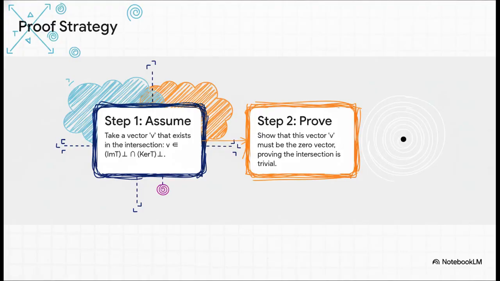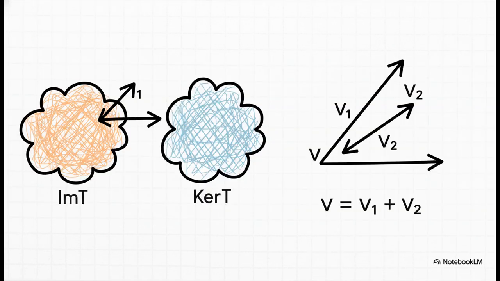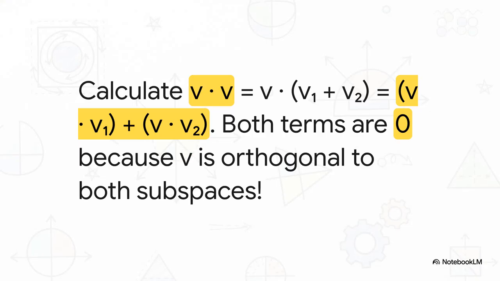Our strategy here is actually pretty simple. To prove that two subspaces form a direct sum, we just need to show that the only thing they have in common, their intersection, is the zero vector. So we're going to grab any old vector v that lives in that intersection and then prove it has no choice but to be zero. Now, because of that special assumption we started with, we know we can break our vector v down into two unique pieces, a component v1 that comes from the image of T and a component v2 that comes from the kernel of T. And here it is, the aha moment.